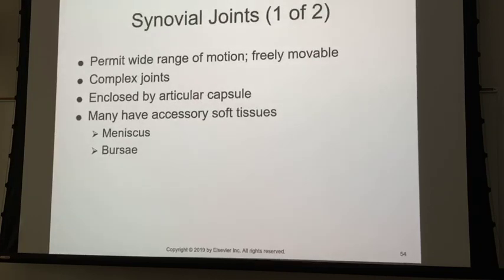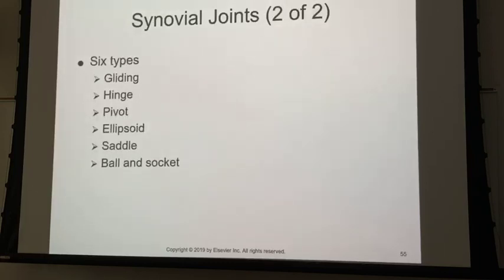Okay. Synovial joints are what you're most familiar with. So they permit a wide range of motion, freely movable, very complex joints. They have an articular capsule, and many have accessory soft tissues like meniscus. Everybody's heard of somebody who's torn their meniscus in their knee, or a bursa, a bursal sac, that sometimes contains little deposits of calcium, and the bursa gets inflamed, and then we have what we call bursitis, and people get very stiff and sore joints because of bursitis.